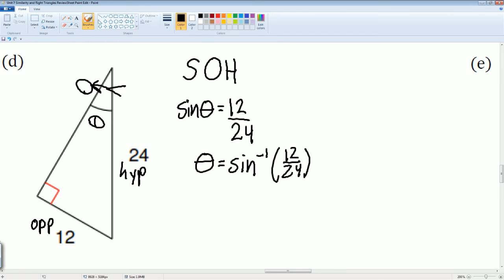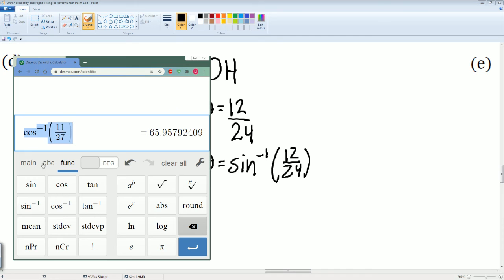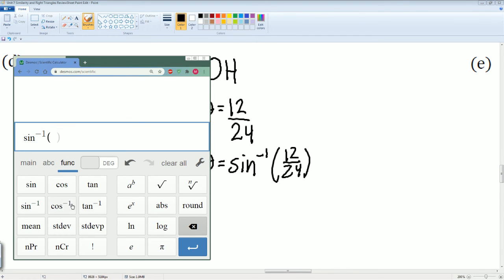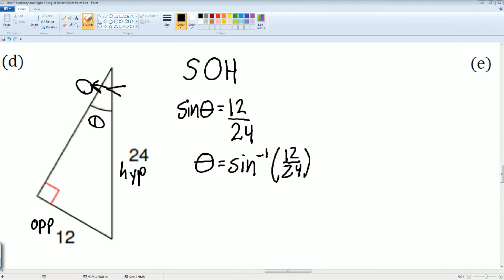I can now plug this into decimals. Sine inverse 12 divided by 24, that gets me 30 exactly. So I can say theta is equal exactly to 30 degrees. This is one of our special right triangles.